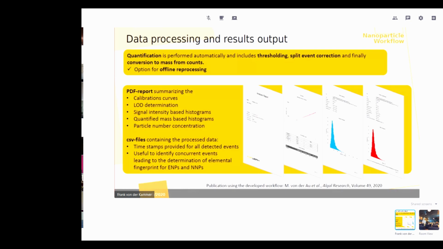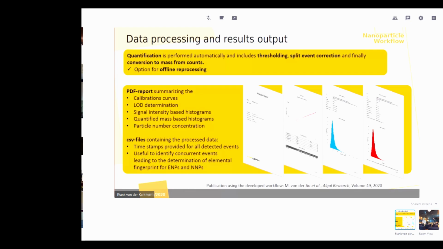And finally, then a conversion based on calibration, from counts to mass, and of course also a size determination if you have an idea about the composition and the density and the shape of the particles.